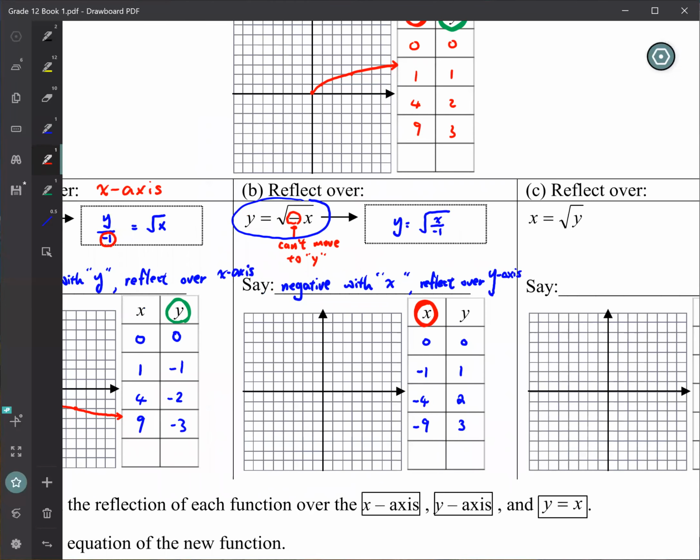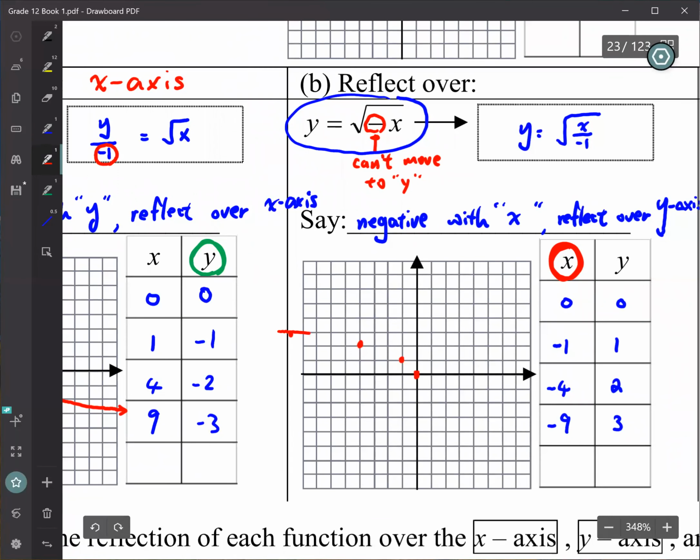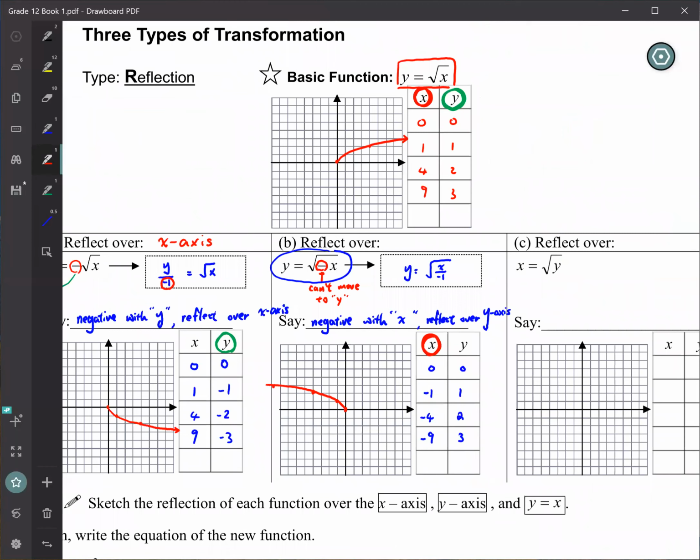So 0, 0. That point stays. -1, 1. -4, 2. -9, a little bit outside. It goes this way. So this is a reflection over the y-axis, the middle one. It flips to the left side. Therefore, we have the two rules now. These are the most common ones.